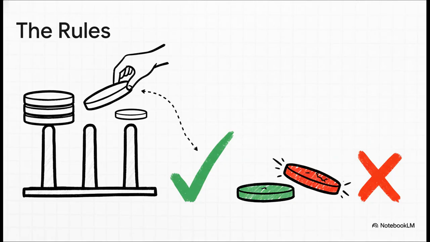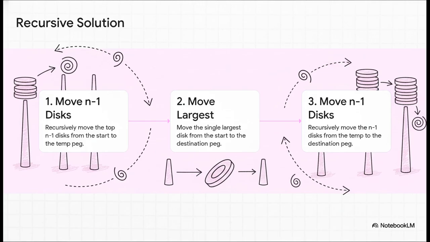But there's a catch. There are 3 simple rules you have to follow, and these rules make the whole puzzle surprisingly tricky. You can only move one disc at a time, and a larger disc can never ever sit on top of a smaller one. Now, if you tried to figure out the exact sequence of moves with loops, good luck. It's incredibly difficult. But the recursive algorithm is almost poetic.